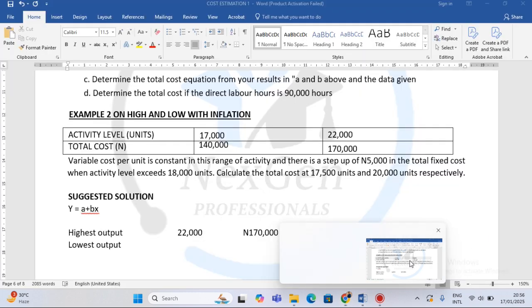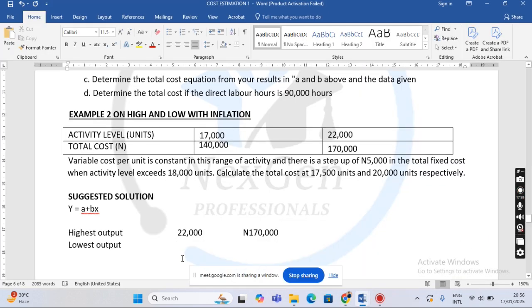Lowest cost, we have 140,000. Lowest cost is 140,000. The lowest output is 17,000 units, right? Yes. 17,000 units, while the lowest cost is 140,000. If this is established, yes.